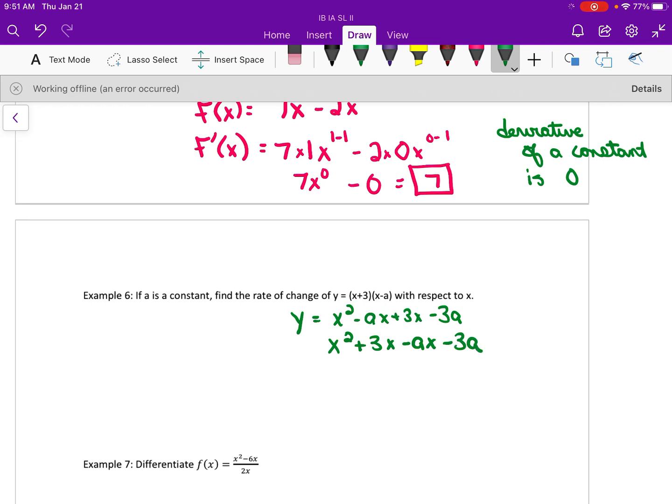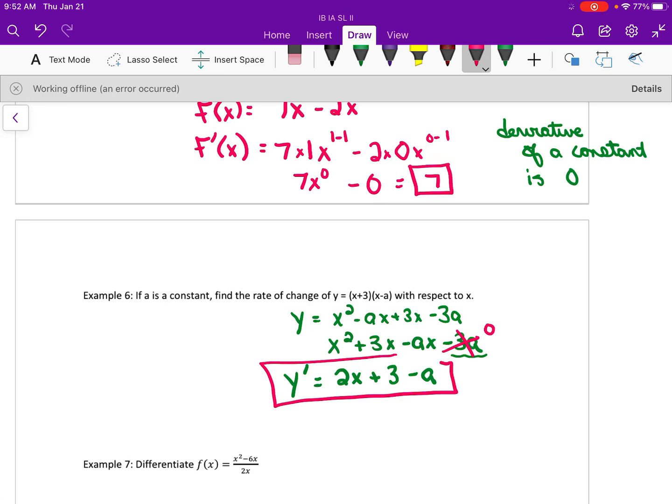Okay, so with respect to x, y prime would be 2x plus 3 minus a. And then this is a constant, so the derivative of this is just 0. So this is my solution.